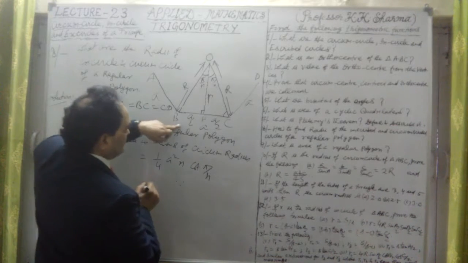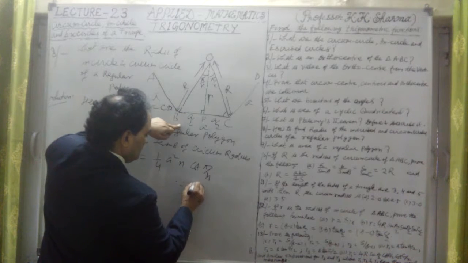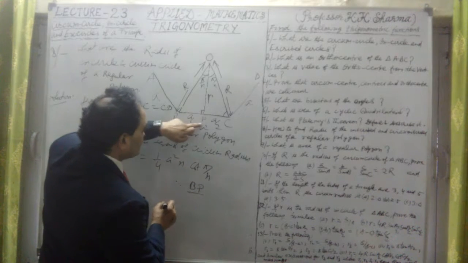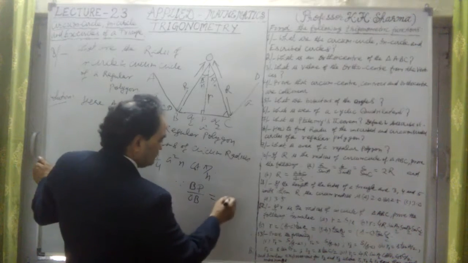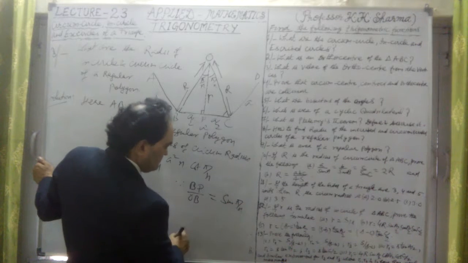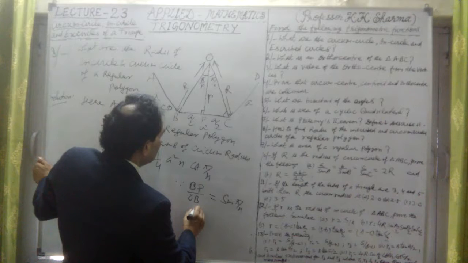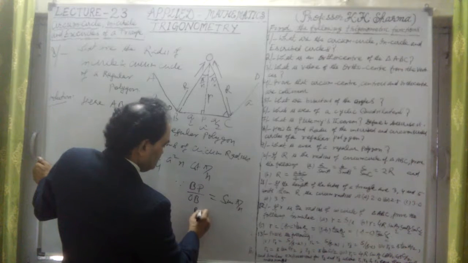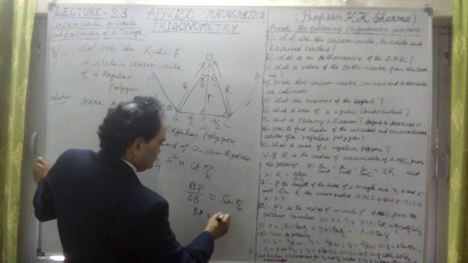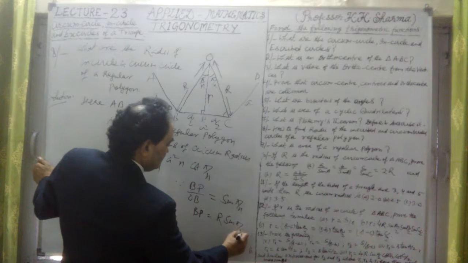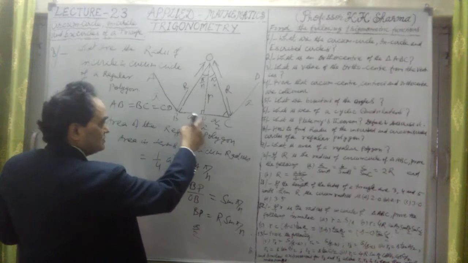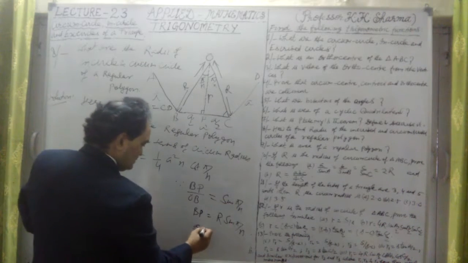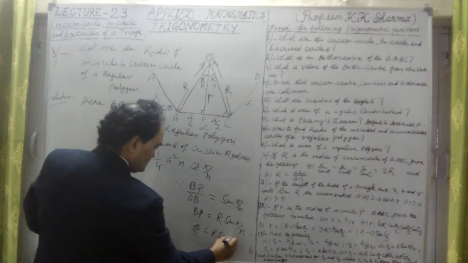Since we have this BP, which is perpendicular upon the hypotenuse, OB is equal to sine theta, that is sine pi upon n. So BP, which is A by 2, is equal to OB, capital R into sine pi by n. So in place of BP, which is A by 2, half of the side, is equal to R into sine pi upon n.